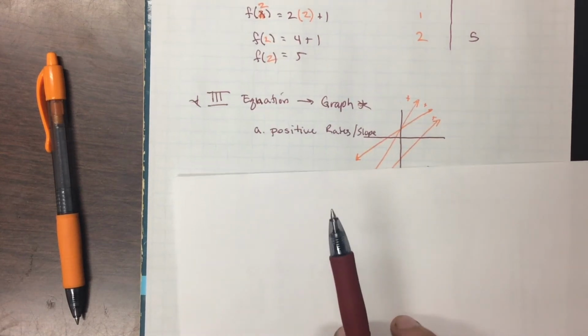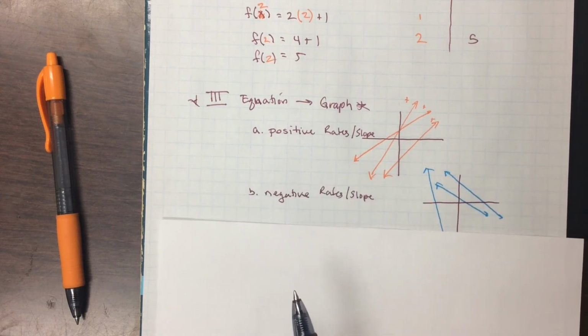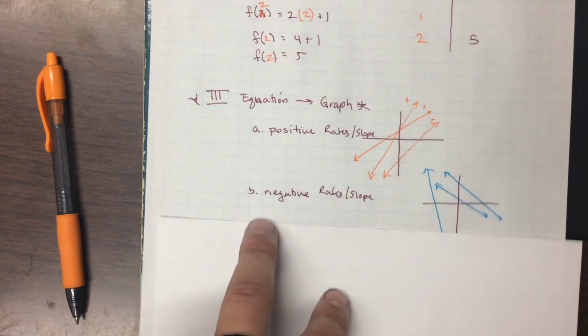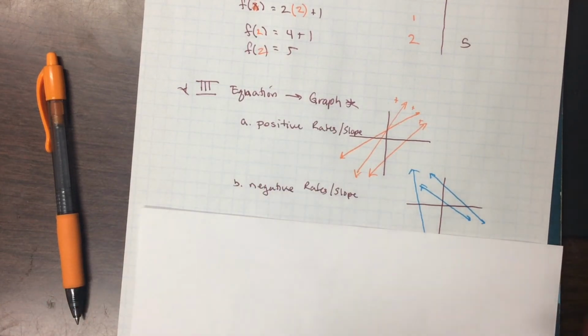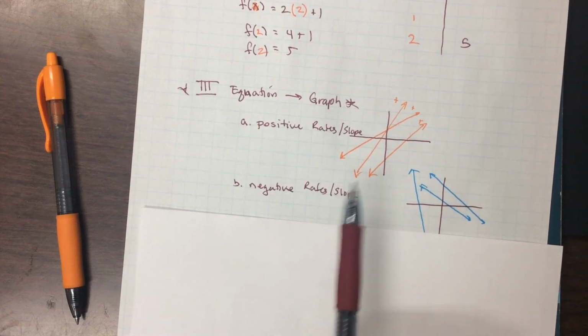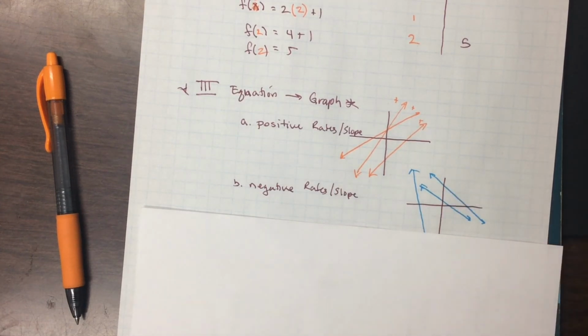Of course, when you have positive slope or positive rates, we of course have negative rates and slope. Negative rates and slope move down as we go from left to right, or they decrease. So negative rate or negative slope moves down as we move from left to right.